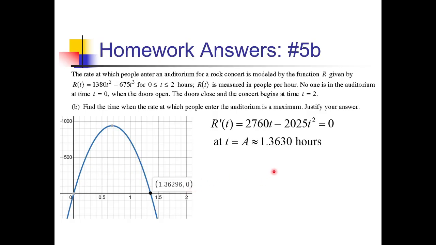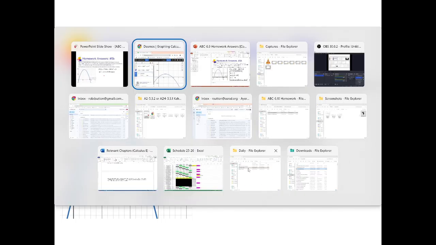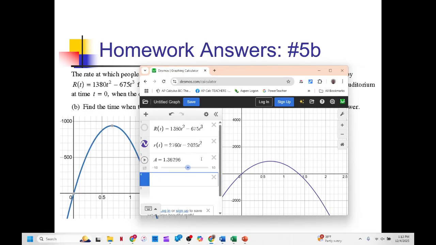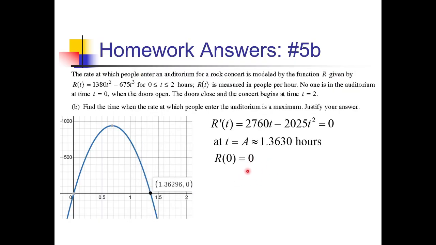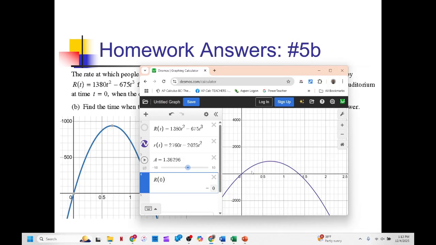Now, to see the maximum, I'm also going to test out the endpoints of 0 and 2 as well. So I'm going to plug 0, A, and 2 into the R function and just pick whichever one gives me the highest value. Let me do R of 0 first. Big R of 0 comes out to 0, which doesn't surprise us, because this was when the doors first opened for people to come into the concert. Now if we do R of A, just replace 0 with A, that comes out to about 854.527.